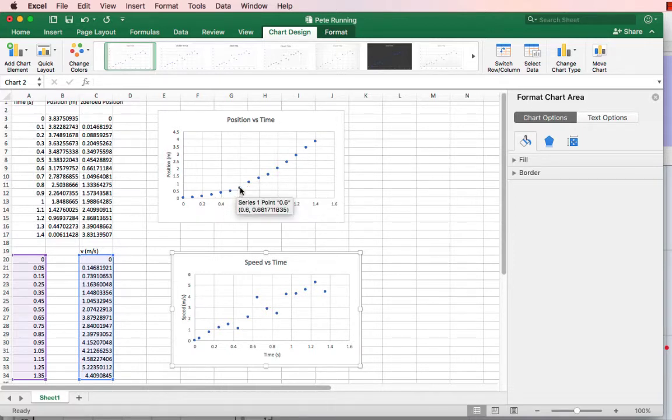And so what you see is here, this speed is artificially a little bit higher than it should be. And as a consequence, this is a little bit lower. So it looks like I actually decreased in speed at this point, which I didn't.